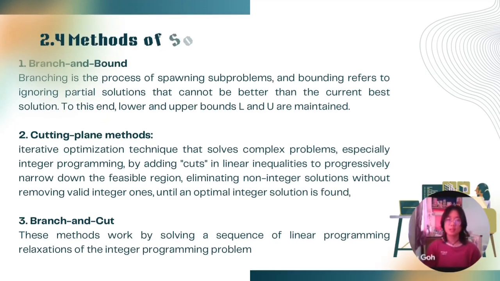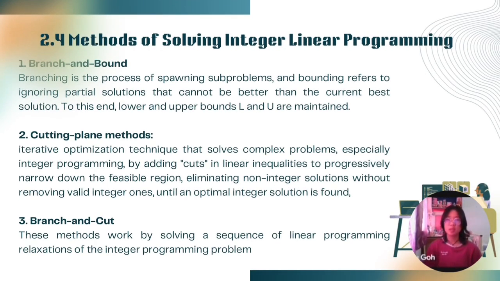We have three methods for solving integer linear programming problems. The first method is branch and bound. It is a commonly used programming paradigm. Branching refers to the process of generating sub-problems, while bounding refers to ignoring partial solutions that cannot be better than the current optimal solution. For this, a lower bound and an upper bound need to be maintained.